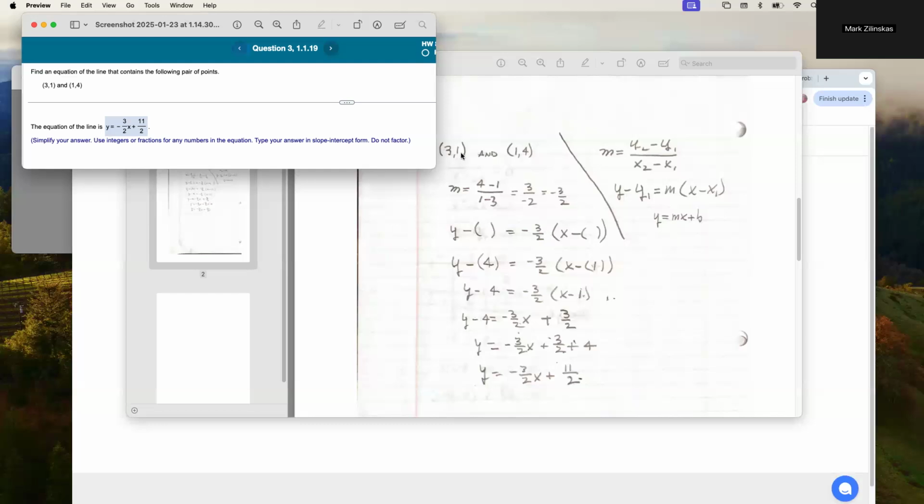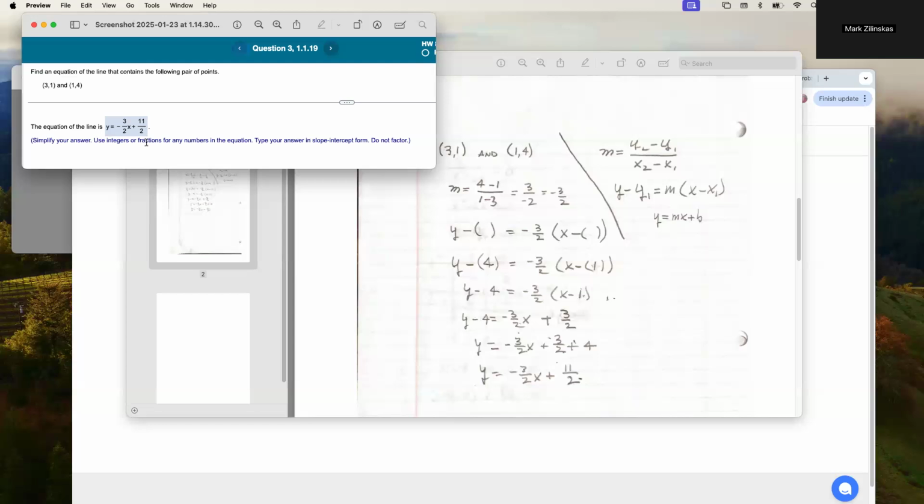So I could have also used the point (3, 1), 3 for x and 1 for y. Here I just happened to arbitrarily choose this one, okay? And when I substitute in, I'm not going to go through all the algebra steps, but I'm essentially going to distribute the -3/2, add 4 to both sides, simplify, combine like terms, and I do end up with y equals -3/2 x plus 11/2, which is what I would have right here, okay?